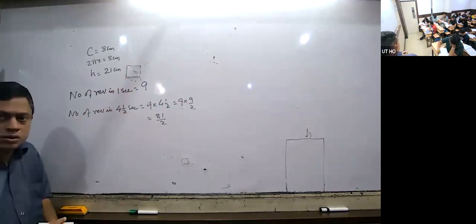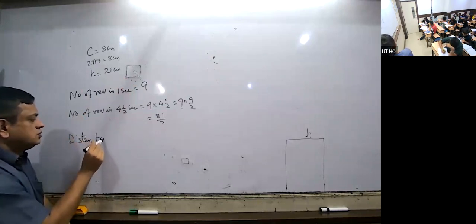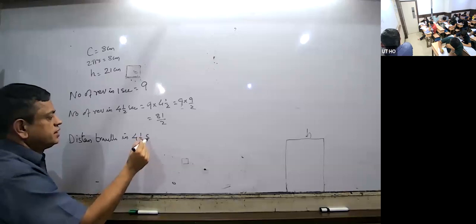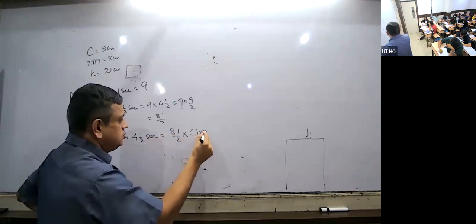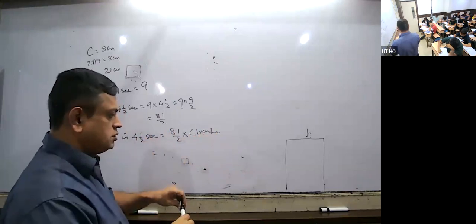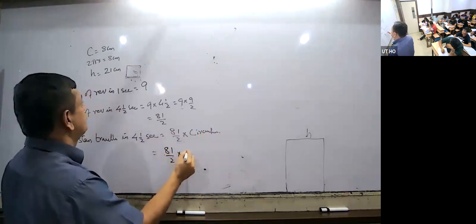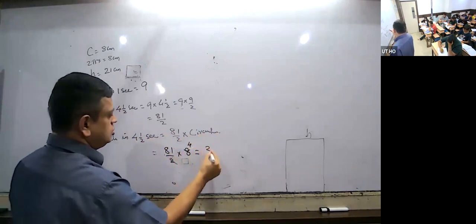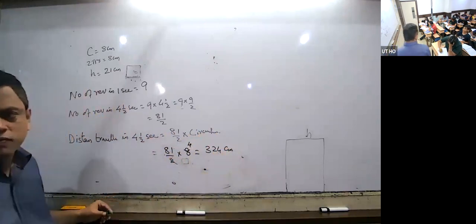Therefore, distance traveled in 4.5 seconds is equal to 81 by 2 into circumference, which is equal to 81 by 2 into 8. That is equal to 324. That means how much? Centimeter.